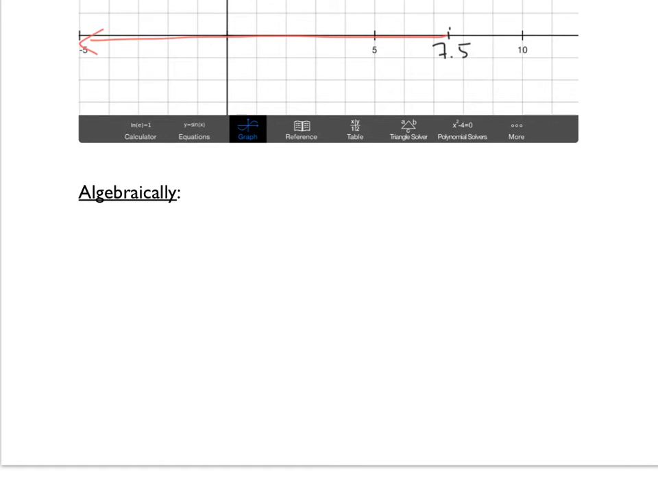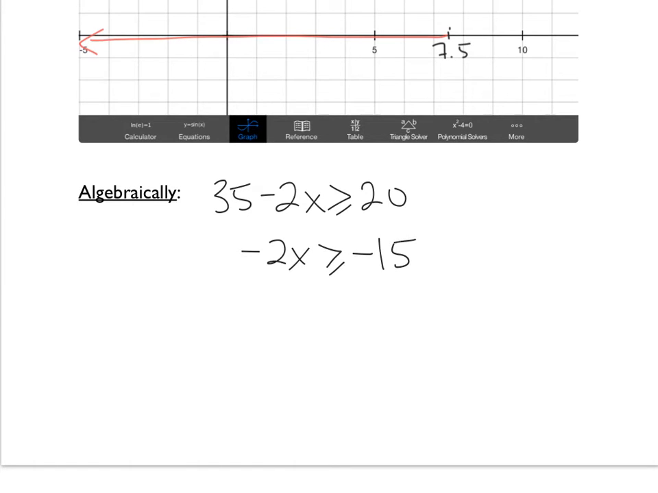Okay, so let's solve this algebraically. 35 minus 2x is greater than or equal to 20. So I'm going to bring over the 35. We get negative 15 on this side. And now we need to divide by a negative. So here's where we're going to flip the inequality. So it's going to turn to less than or equal to, and 7.5 is 15 divided by 2. So that is the same as what we got up there.